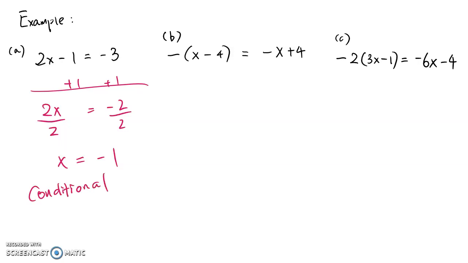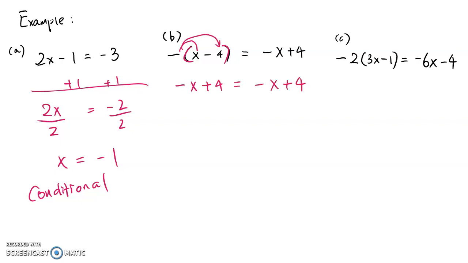Now let's look at the second equation. Okay, let's try to solve for x. First I want to get rid of this pair of parentheses by distributing this negative sign, or you can see it as a -1. Distributed to x, you have -x. Distributed to -4, you have +4.